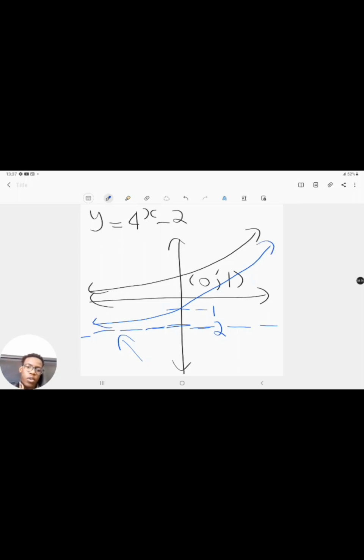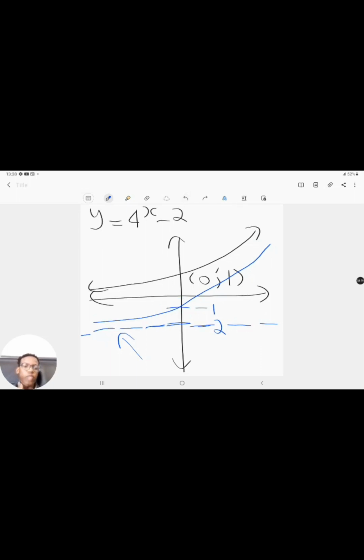Okay, my new graph will look like that. It will pass through that point there, and it will always be approaching but never reach that horizontal asymptote there. And that's what my new graph will look like. Okay, let's do 2 more examples quickly.